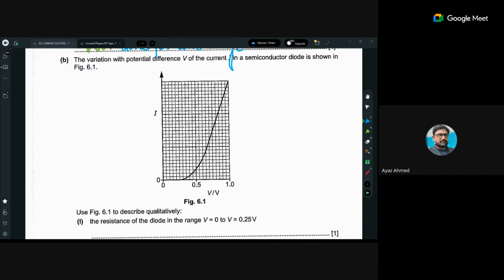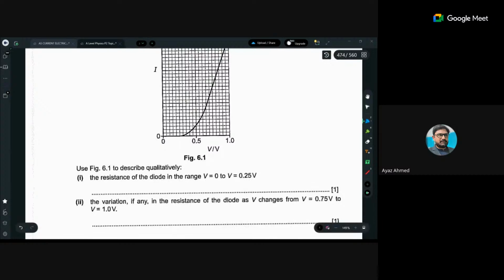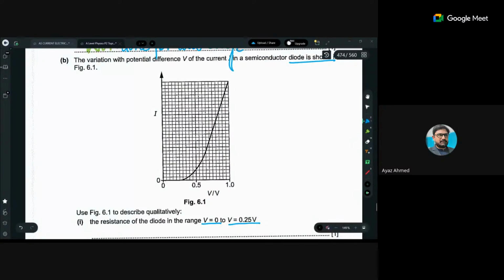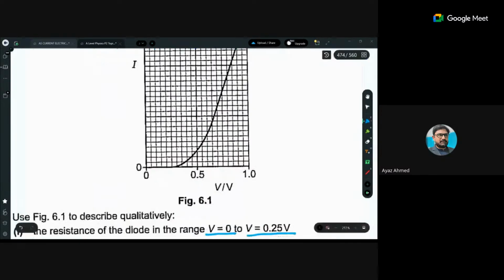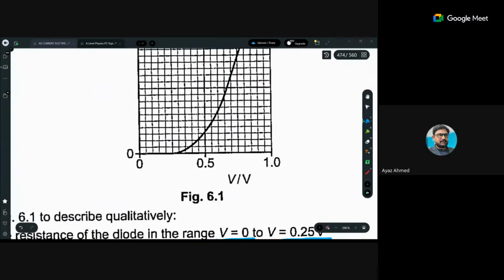The variation with potential difference V of a current in a semiconductor diode is shown to you. That is a diode. Use figure 6.1 to describe quantitatively the resistance of the diode in the range of 0 volt to 0.25 volt. So where is 0.25 volt? For us it is 0 and 1 2 3 4 5. This is half of that, so it is basically 0.25 volt.